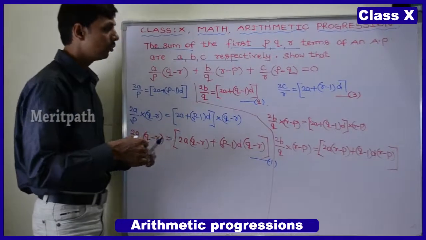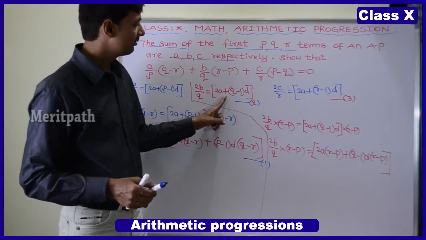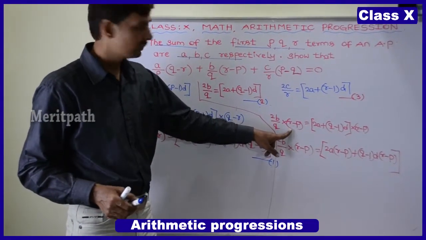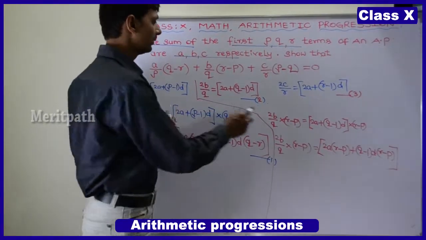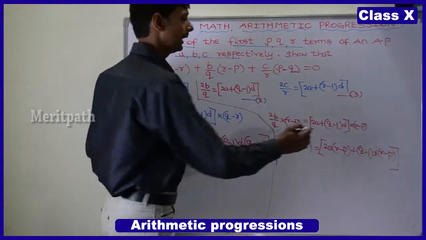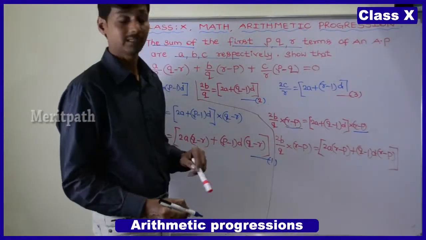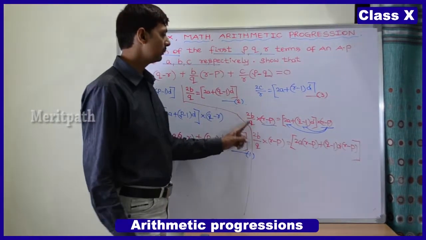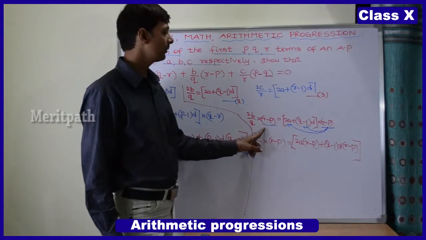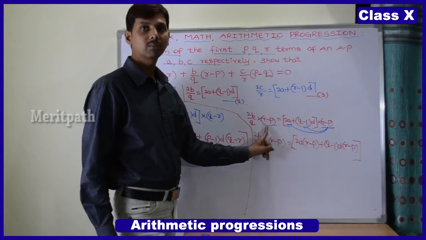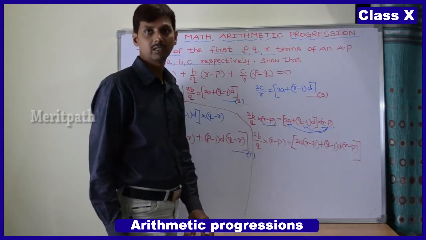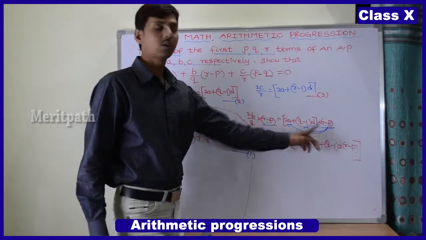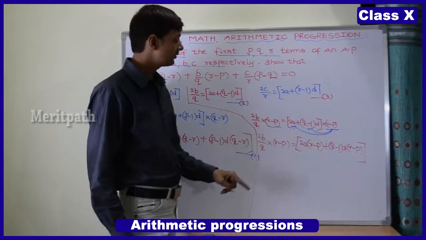Here let us recall, in the second equation we have multiplied with r minus p on both sides of the equation. There is r minus p on the left hand side and also r minus p on the right hand side. So 2b by q into r minus p, r minus p is multiplied on both the sides of the equation. We multiplied with r minus p on both the sides of the second equation.